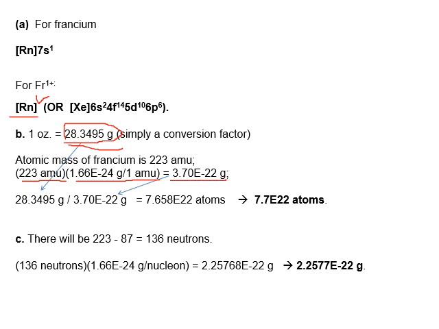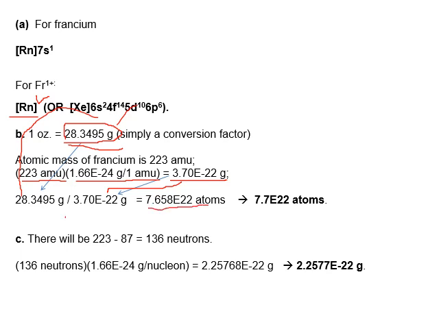And then you know that you have a total of 28.3495 grams. So divide that number by the number of grams that one atom weighs. So it's actually the same thing. You get that you are going to have 7.658 times 10 to the 22nd atoms.